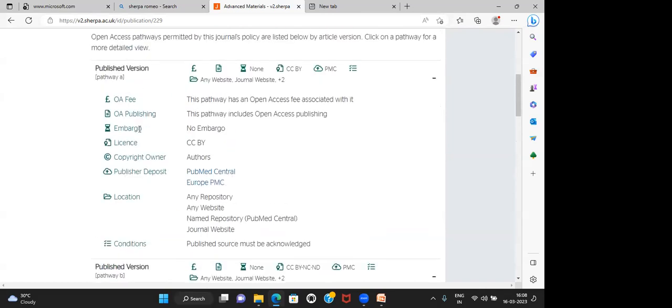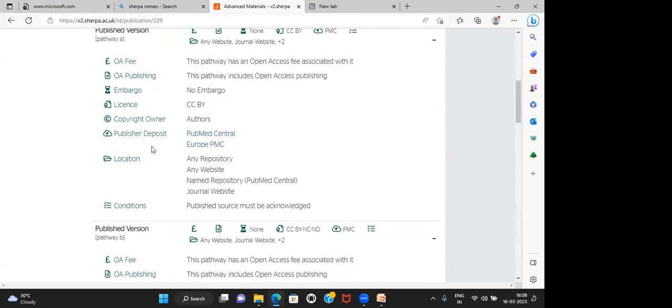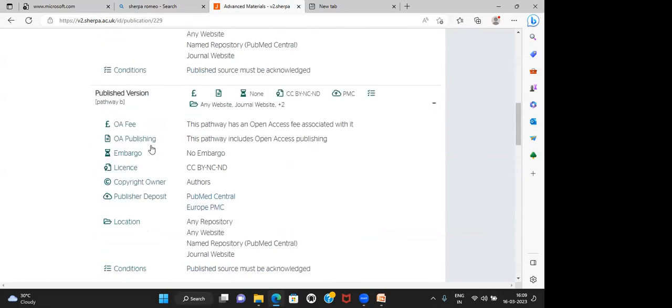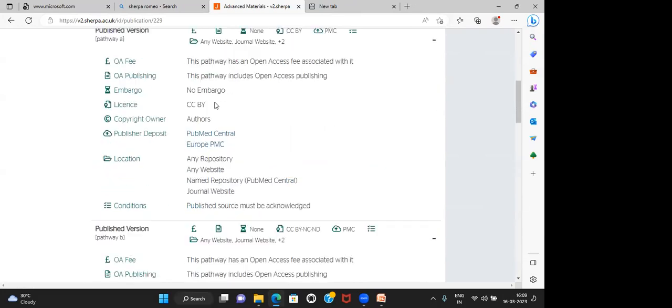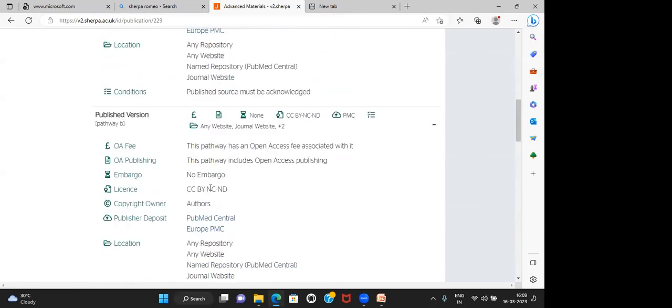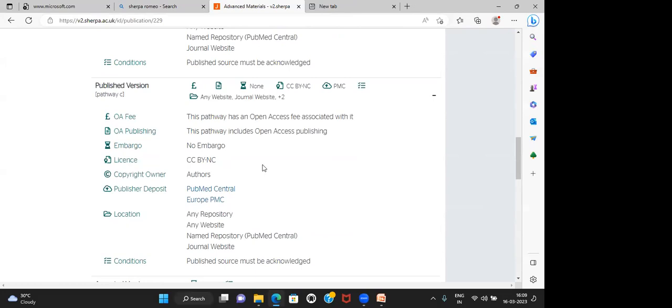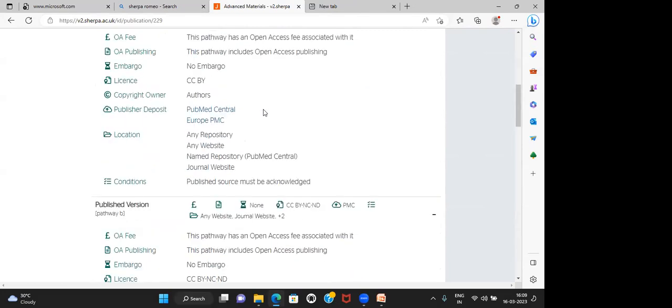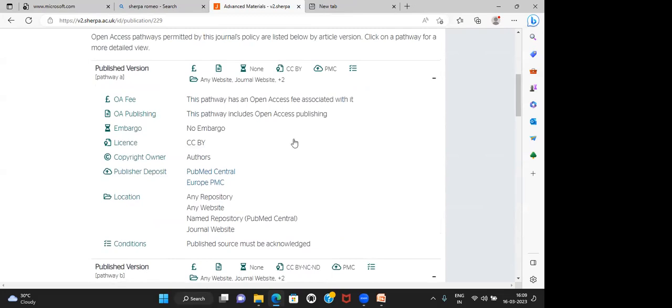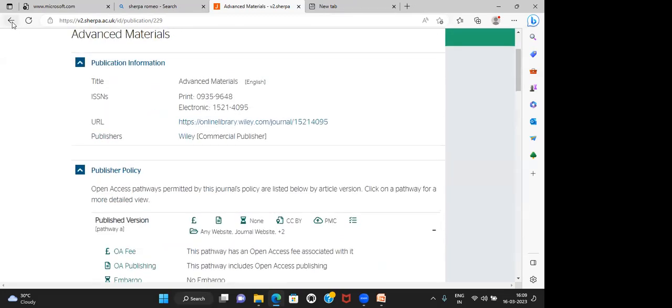And pathway C is there also, A, B, C. There are three pathways. That is the license: here CC BY, CC BY NC ND, and you see here CC BY NC. So that's why there are three different types of license, that's why the path is different. So I think this is the policy that I told you.